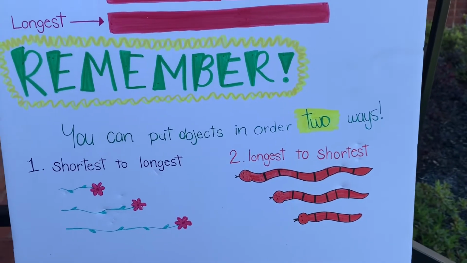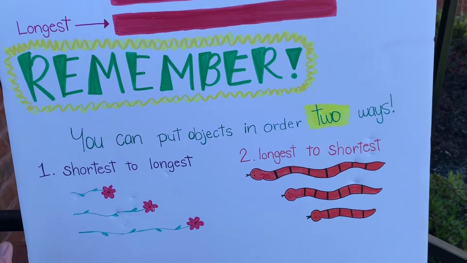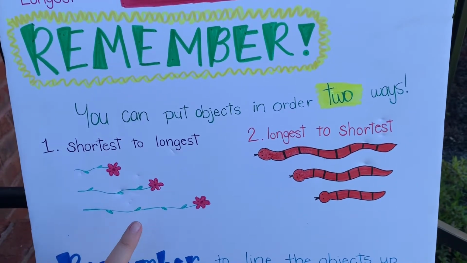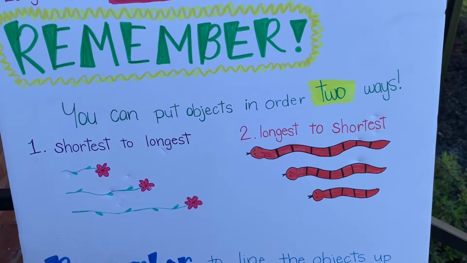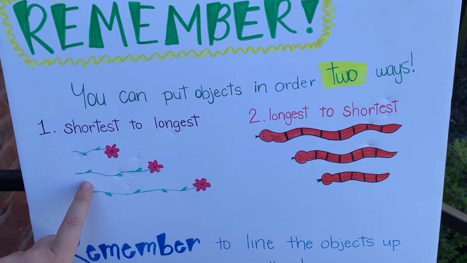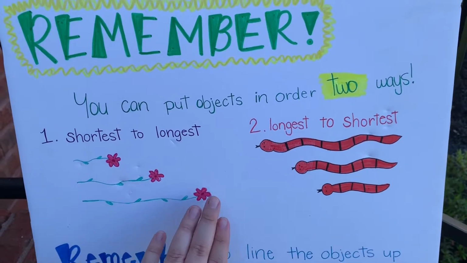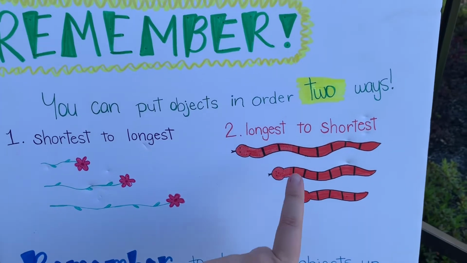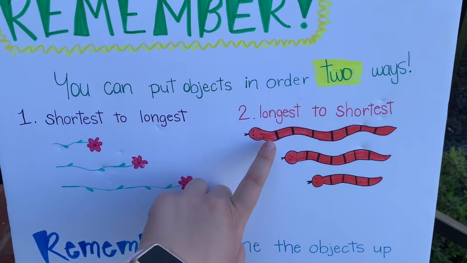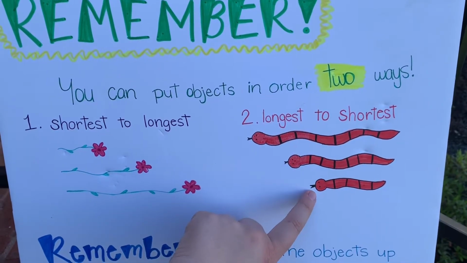So remember, when we're organizing our objects, you can put the objects in order in 2 different ways. The first way is from shortest to longest. So just like our example here with our flowers, we have this short flower, a medium length flower, and then this long flower down here at the bottom. And then the second way that you can do it is from longest to shortest with our snakes. So we have a really long snake, a medium snake, and then our really short snake down here at the bottom.